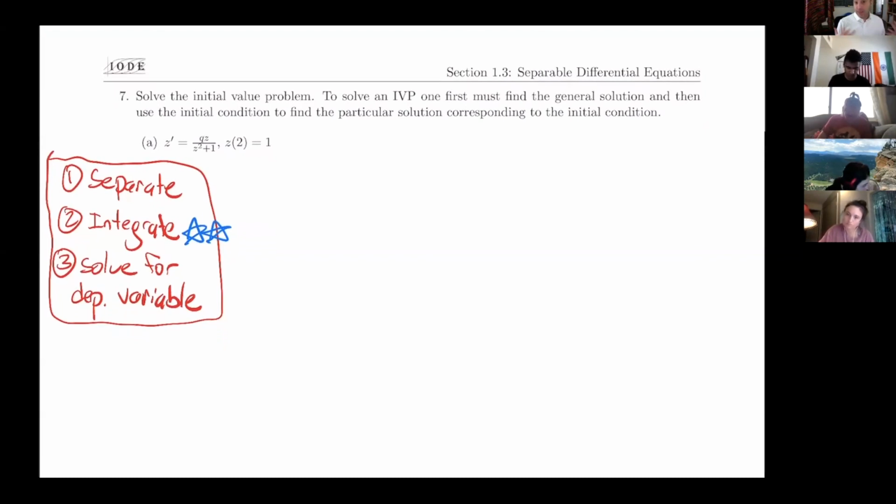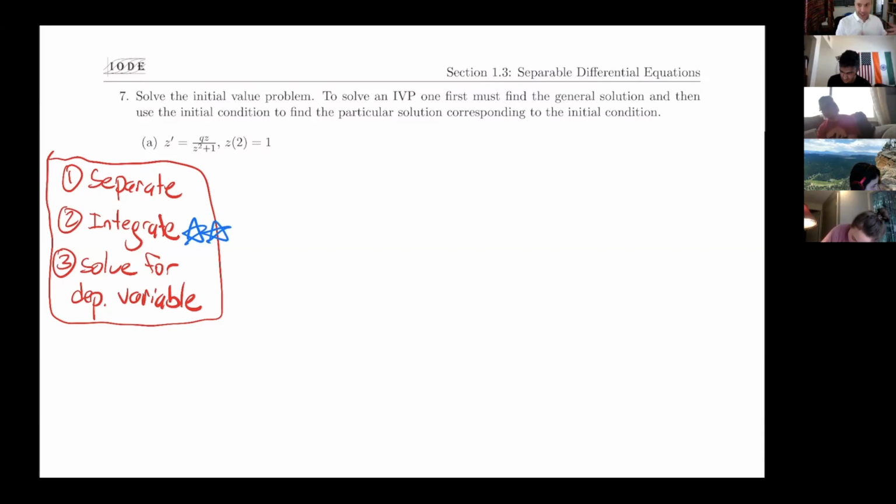It's really a three-step process here, right? Separate, integrate, try and solve for the dependent variable. I'll just say that's not possible in this one. So if you got stuck at that step, that's fine. Both of these answers are going to have implicit solutions, so we won't actually be able to find an explicit solution.